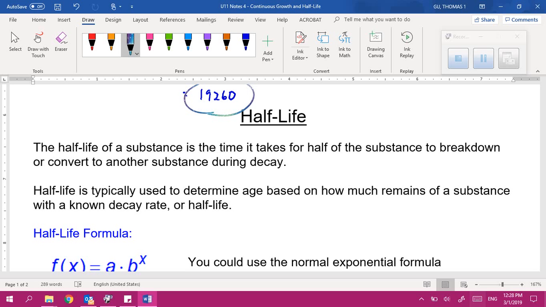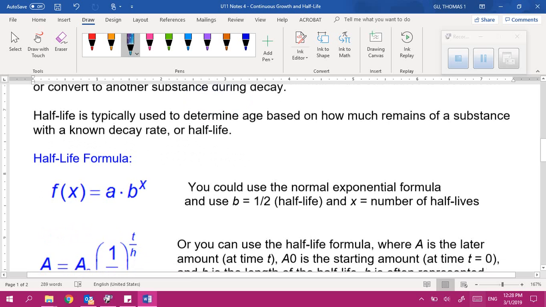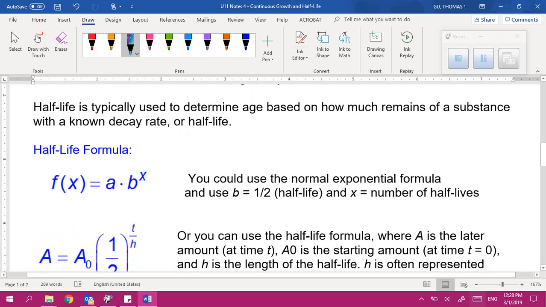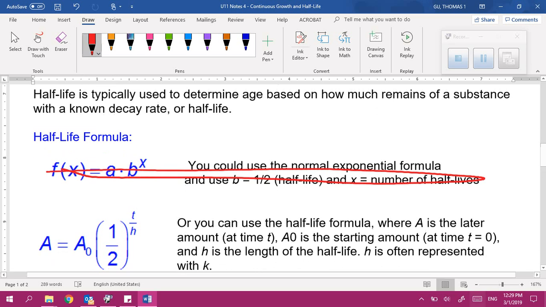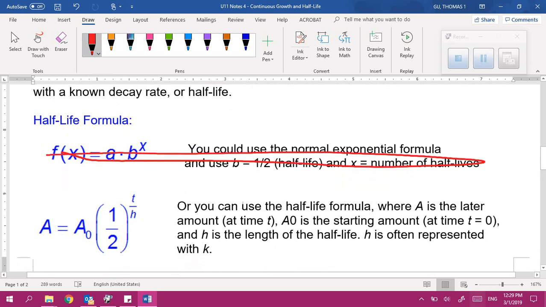Anyways, people use half-life to determine how old things are based on how much remains of a certain substance. So scientists, or paleontologists, will use the concept of half-life to tell you how old fossils are. They're like, this fossil is 2 million years old, because they use the concept of half-life. Anyways, so there's two formulas here. However, we're just not going to use this first one because this only applies sometimes, and the second one you can always use. The first formula is based on the second one, but really unnecessary.